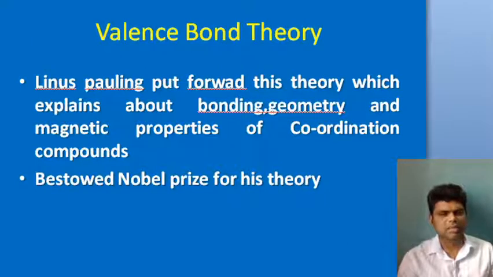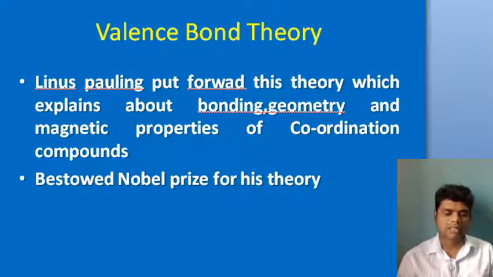The coordinate covalent bonds are having what? Covalent nature. They may be sometimes sigma, sometimes pi, and because of this explanation, Linus Pauling was awarded the Nobel Prize. He was bestowed with the Nobel Prize for this theory, and he is one among the few scientists who got 2 Nobel Prizes. Okay, so for this theory, valence bond theory, Linus Pauling got what? Nobel Prize.